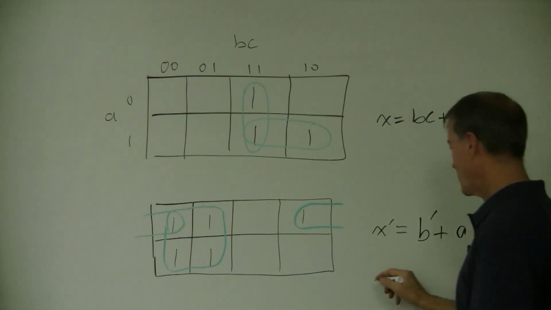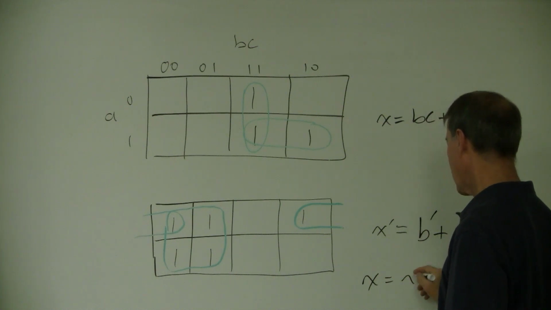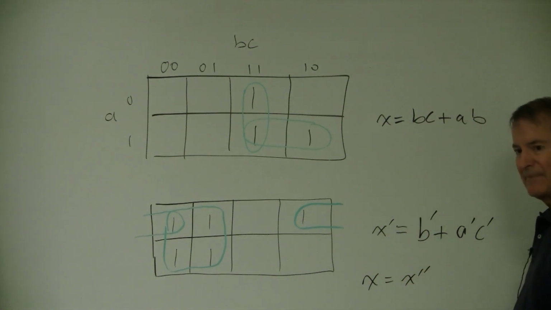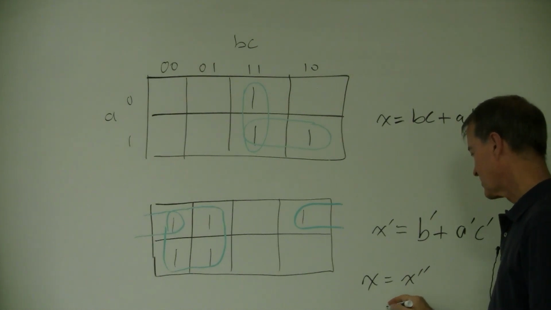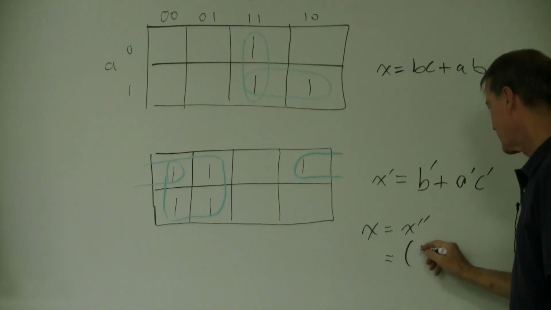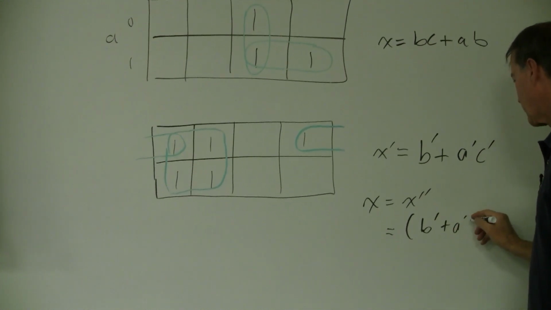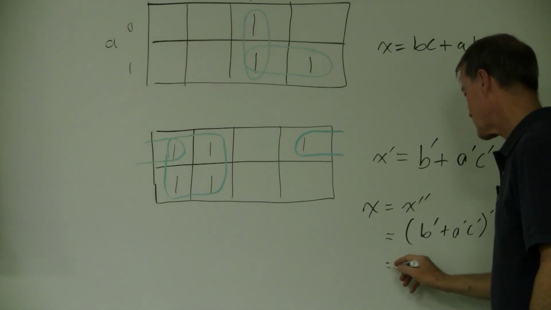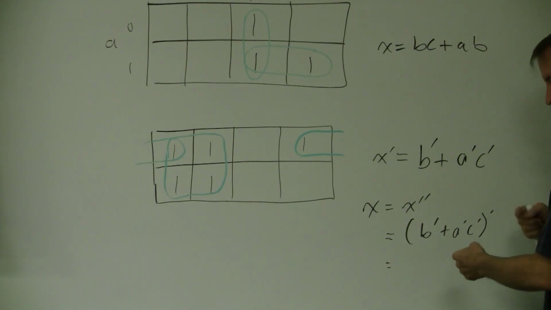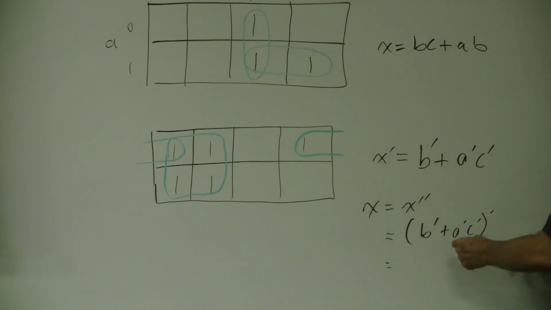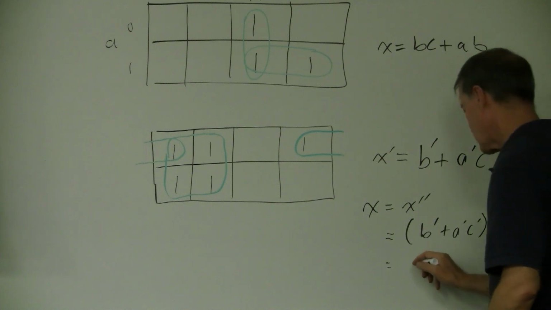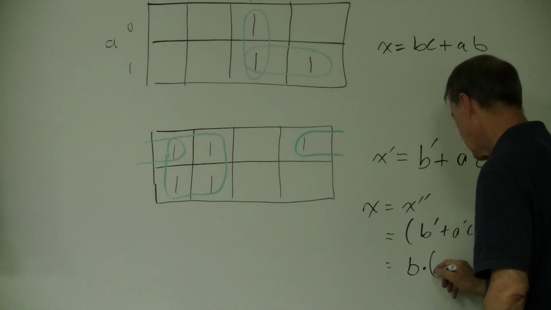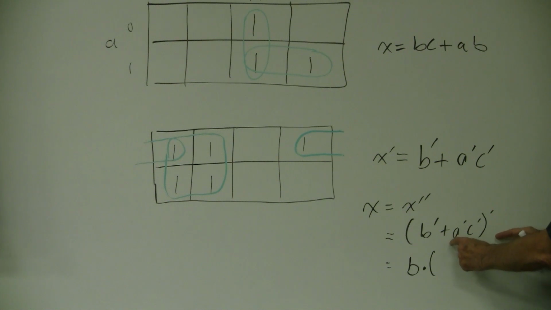But now what do we say? x equals x prime prime. And now we do a little Boolean algebra. So what is that? That's B prime or A prime C prime, prime. De Morgan. And now we use De Morgan and we say this equals, now we can also do double negation, right? So this is going to be B and A or C. Now this is going to be A or C. A prime, C prime, quantity prime. Are you with me on that?